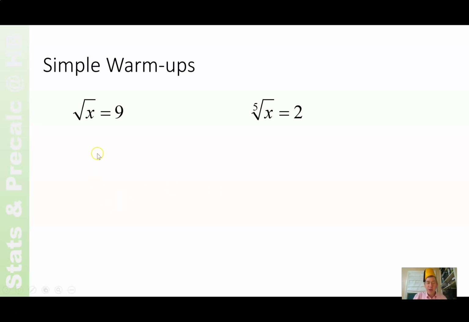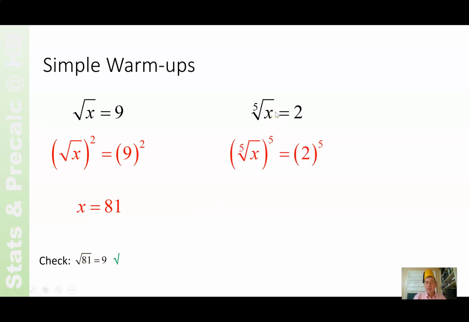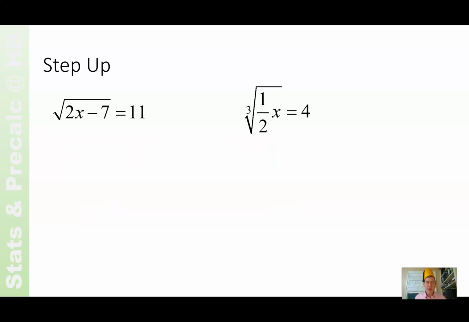Hope you got those pretty good. The square root of what is 9? The answer is 81. Square both sides, x is 81, and check. Square root of 81 is 9. In this case, fifth power of both sides, fifth power of the fifth root is x, and the fifth power of 2 is 32, and indeed the fifth root of 32 is 2. Got it. We can step up.